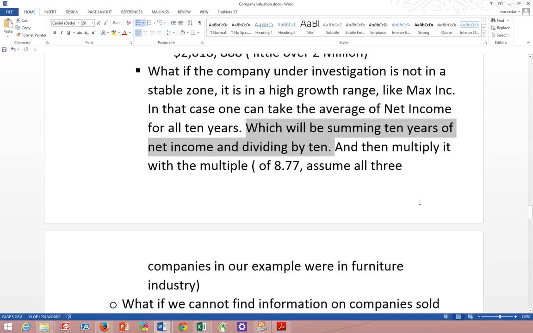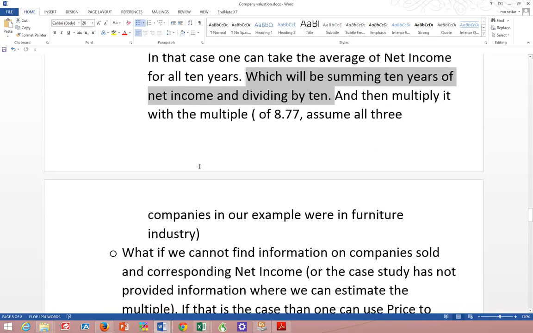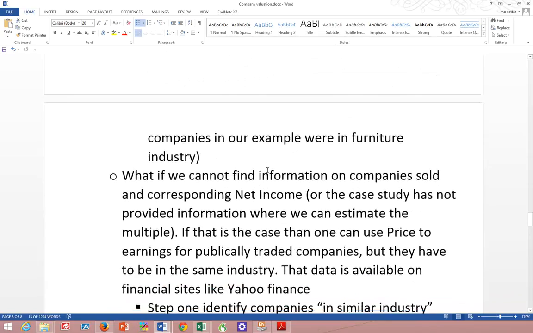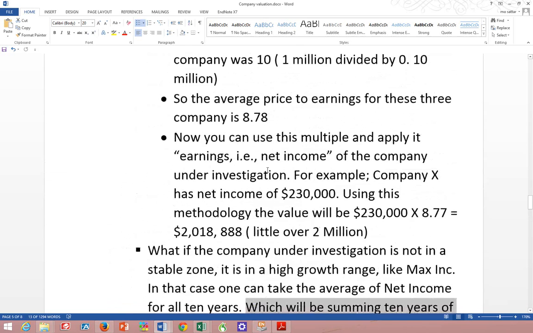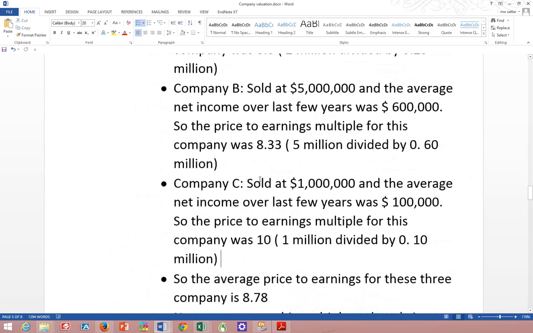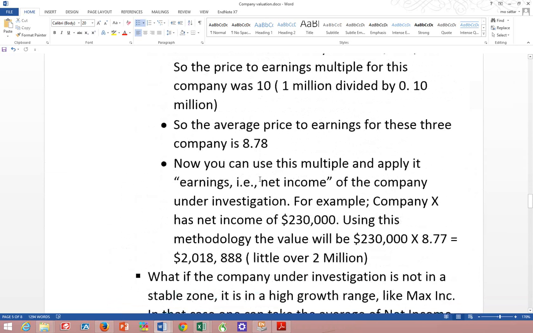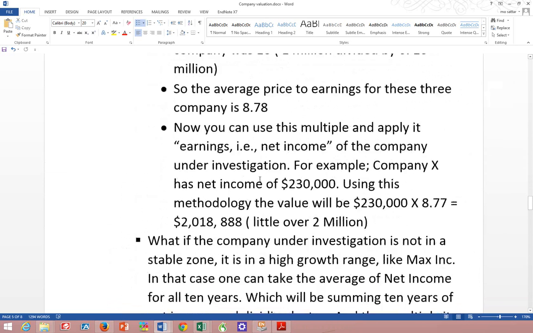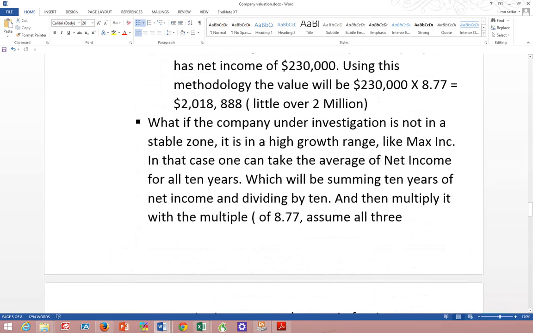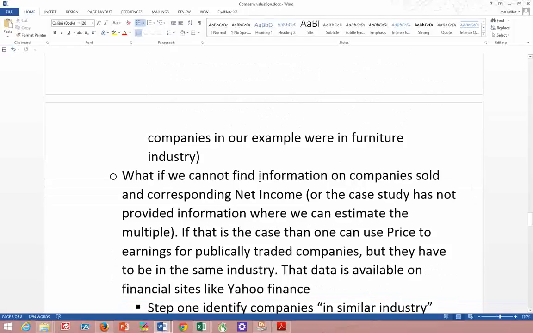And then we multiply it by the multiple, and again, assuming all those three companies are in the same industry as Max Inc. and so on. So in a nutshell, if we can find data for similar companies that were sold, and we get the price to earnings multiple, and we average it if there are 3 or 4 companies, and then multiply it by the net income of the company we're investigating.